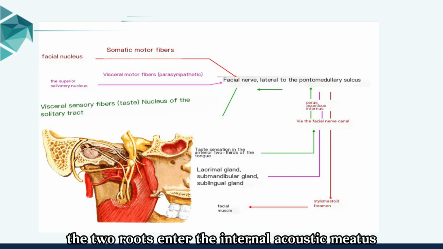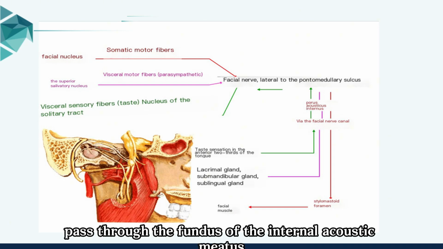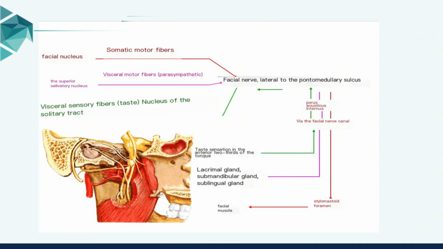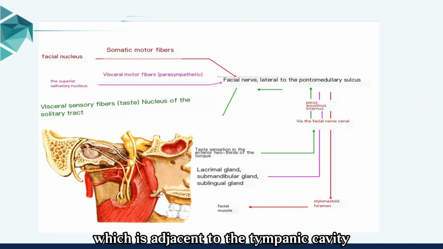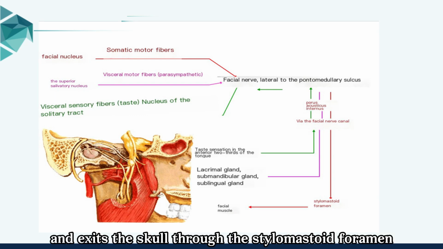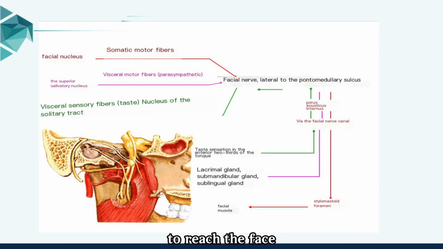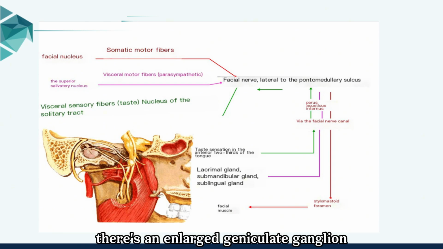The 2 roots enter the internal acoustic meatus, merge into a single trunk, pass through the fundus of the internal acoustic meatus, and enter the facial canal, which is adjacent to the tympanic cavity. It first runs horizontally, then descends vertically and exits the skull through the stylomastoid foramen. It then passes forward through the parotid gland to reach the face. At the beginning of the facial canal, there is an enlarged geniculate ganglion.